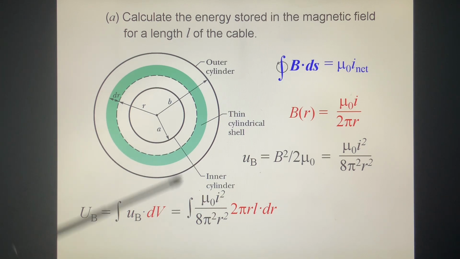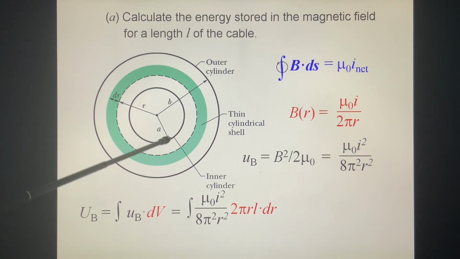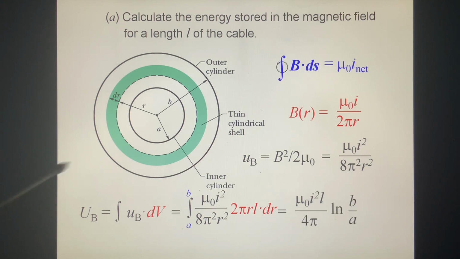The integration is from where to where? For the total, it is from a to b, right? And it covers the whole area. So it's from a to b. The rest is a very simple integration. I'm going to do it. So the answer is mu 0 I squared L over 4 pi, times log of b over a. We can do it a different way. We can use U_B equals half L I squared, and we will find that we get the same answer as this one.